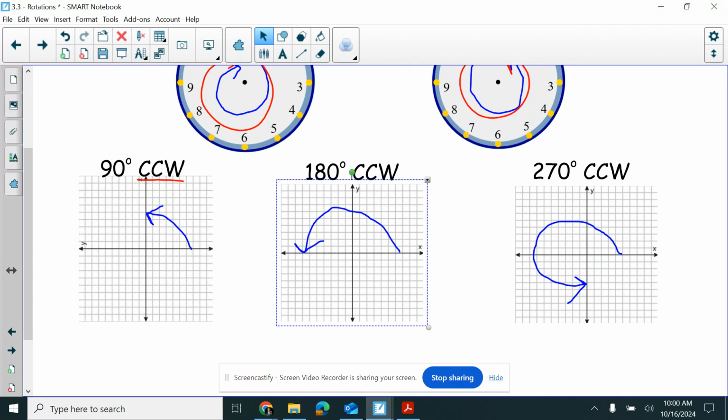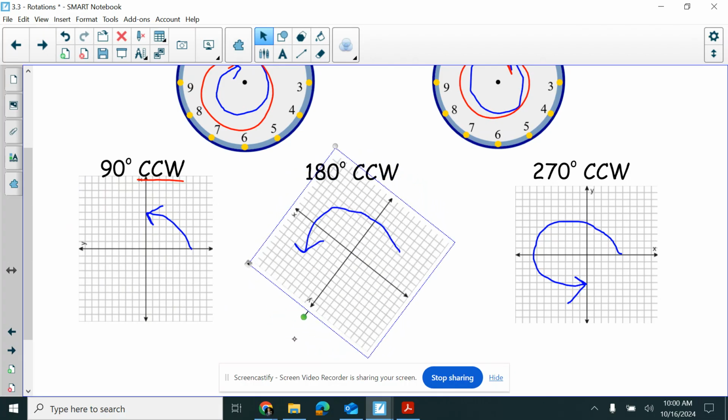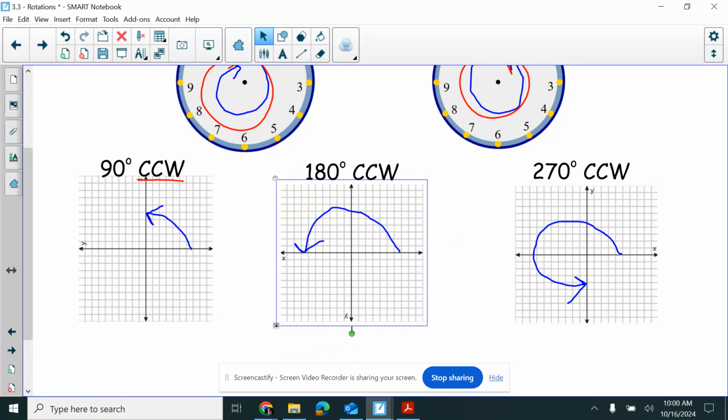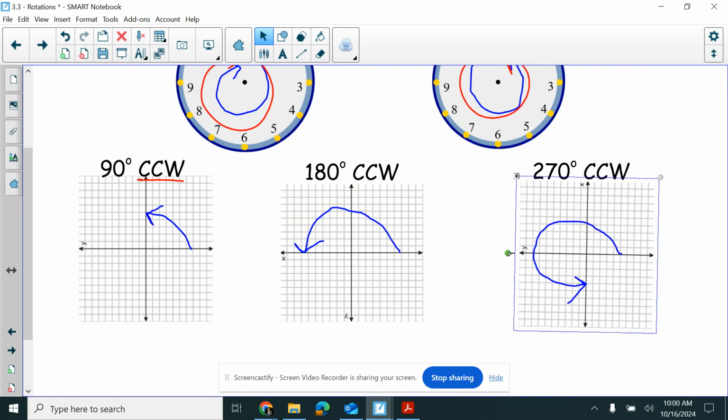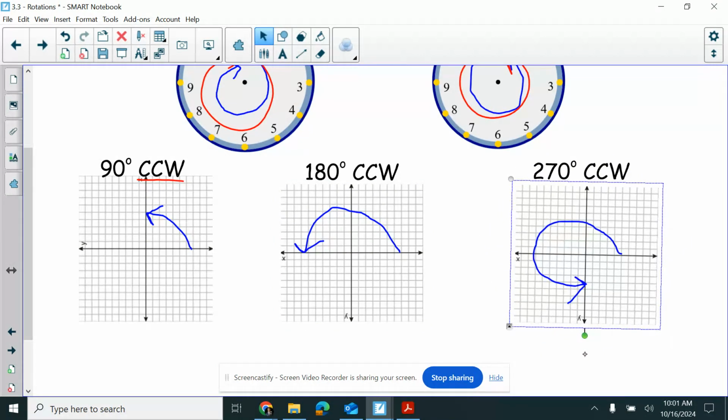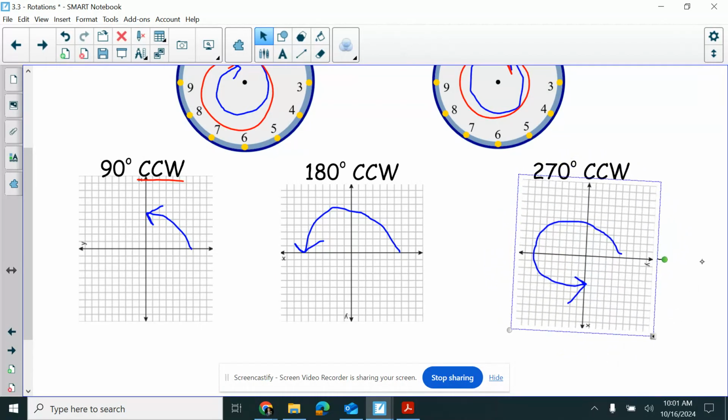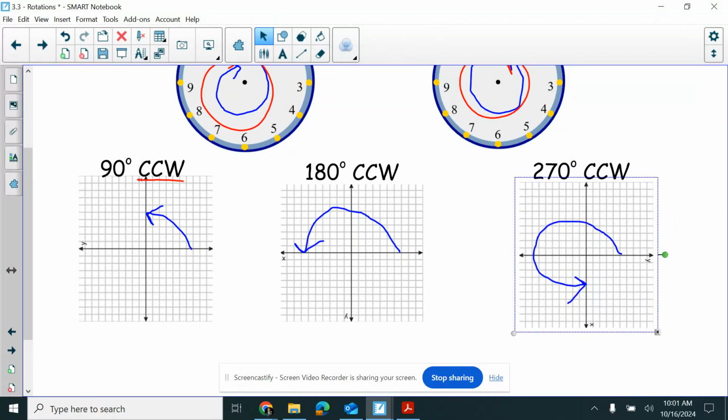180 would be two turns. So 1, 2, and that's what that would look like. Whatever's in that coordinate plane is going to turn twice. And then 270 is going to be three turns around. So whatever's in the first quadrant will move to the fourth quadrant if you do three turns counterclockwise. So we have 3 rules for this.